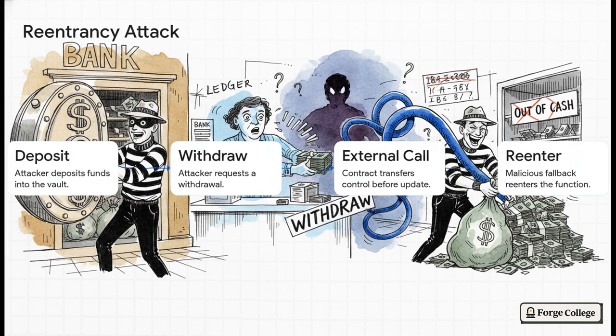Because the ledger technically still says the robber is rich, the confused teller just keeps handing over cash until the vault is completely empty. In a smart contract, this exact thing happens when an external call transfers control to a malicious recipient contract, which then loops back, or re-enters, the withdraw function before your contract has updated its internal accounting balances.